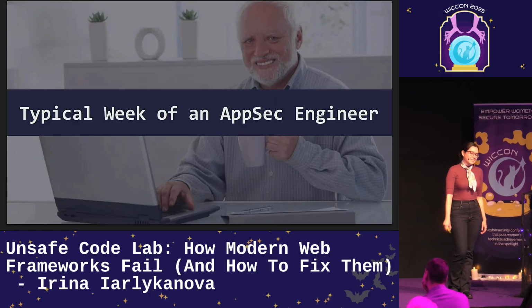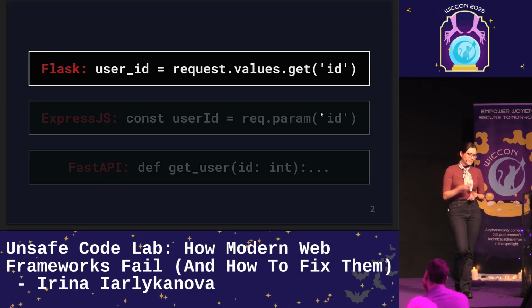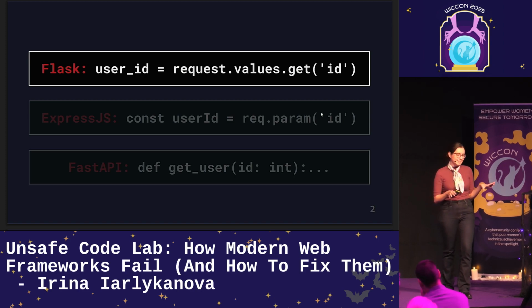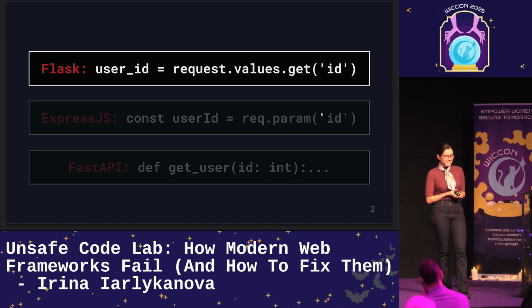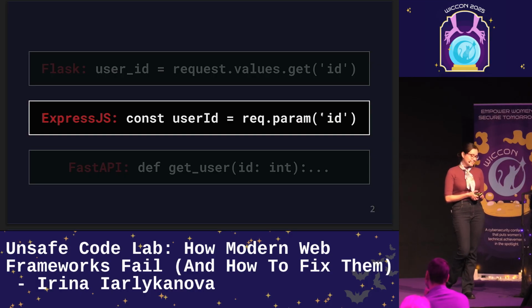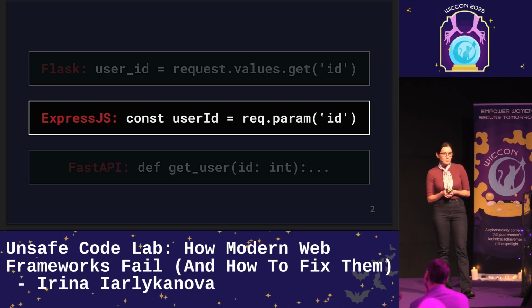But, okay. So, I want to tell you a little bit about my typical week as an AppSec engineer. Imagine I have to review a Flask application and I see this interesting line where I retrieve the user ID using the request.values method. You're gonna see this method a lot, so probably try to remember that. Next day, I have to work on the microservice in Express.js. And again, I see a similar pattern. I have to retrieve the user ID now using an Express.js built-in function, request.param. And I already have some questions.